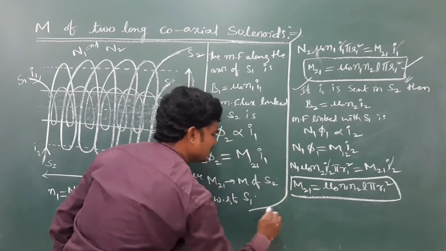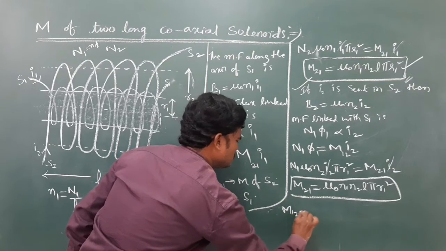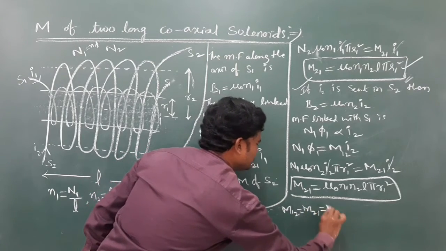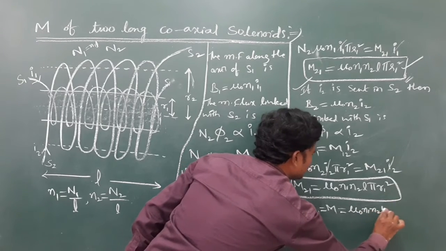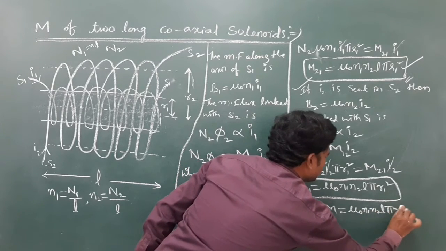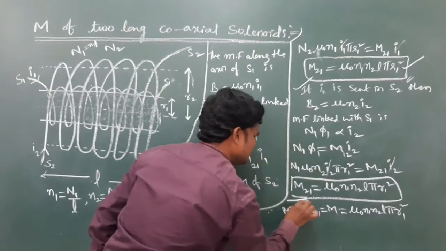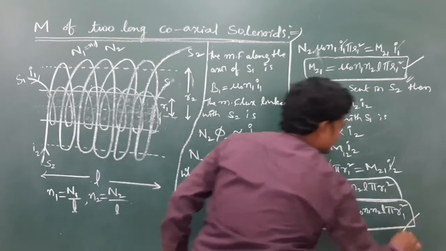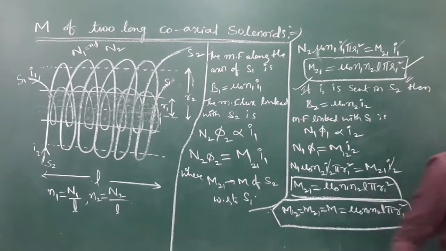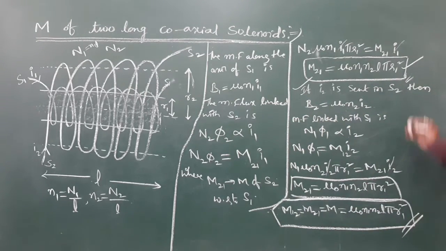So at the end, M12 and M21, which is equivalent to M, is equivalent to mu naught n1 n2 L pi R1 square. See, this is the mutual inductance of two long coaxial solenoids. Don't get confused, try to follow up to here. Next, just do the reverse process and you will get the answer. Is it visible at the bottom?